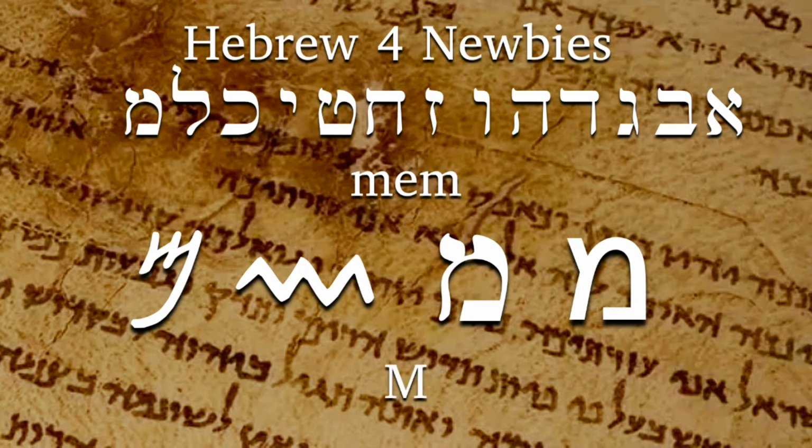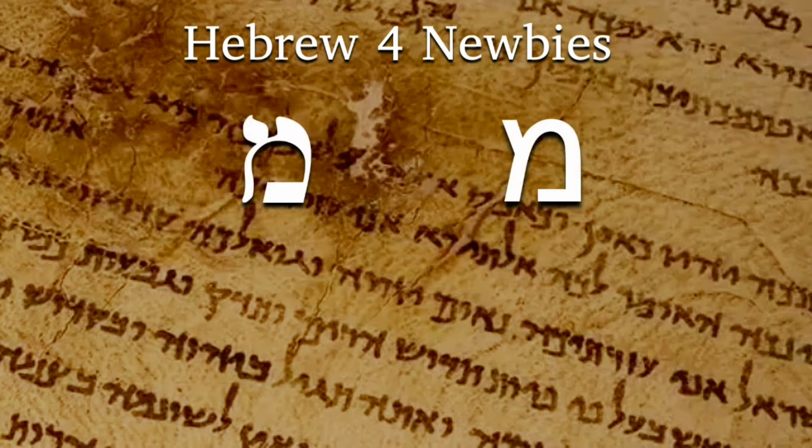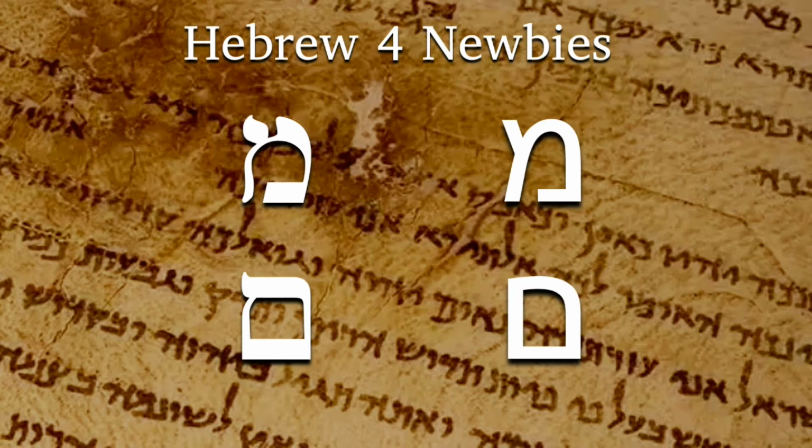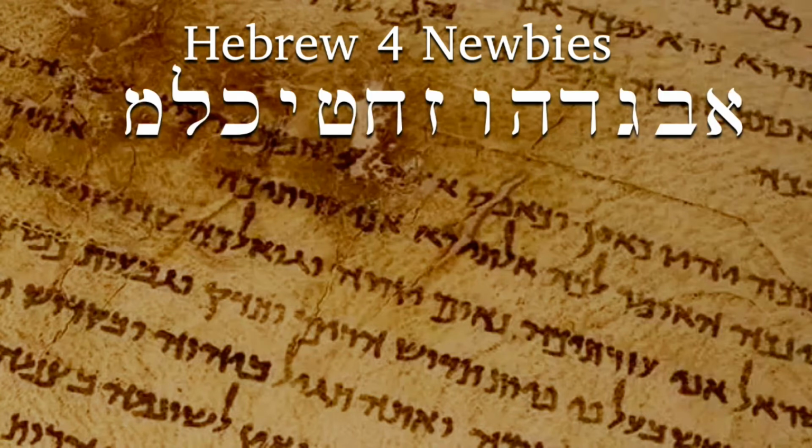M sound. Now, this was our next letter that had a final form. So it's just normally written. But when it's at the end of a word, it's going to look like this, almost like a box. They try to make the final mem very square shaped. All right? That's important for later, maybe next week.